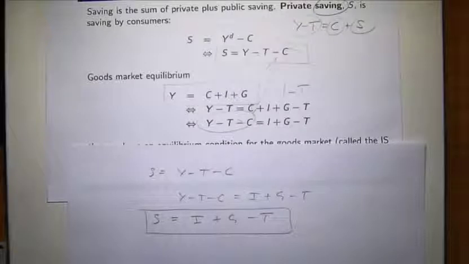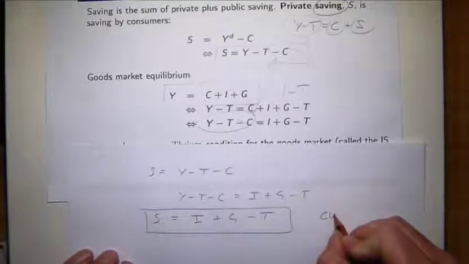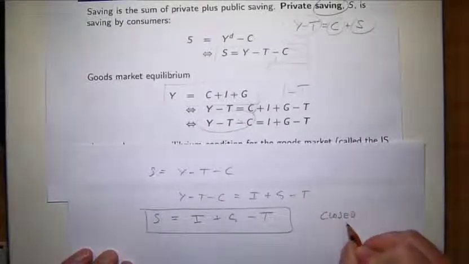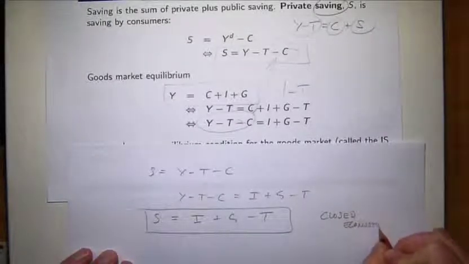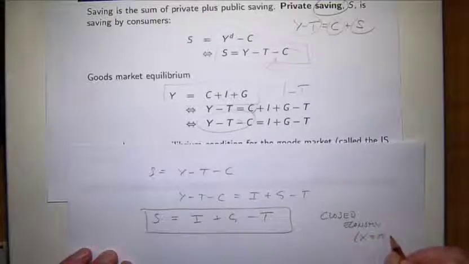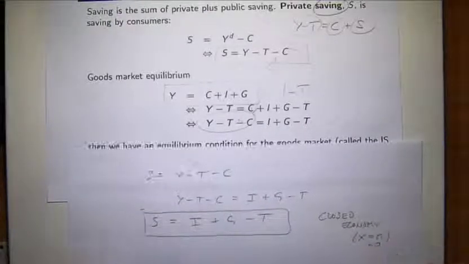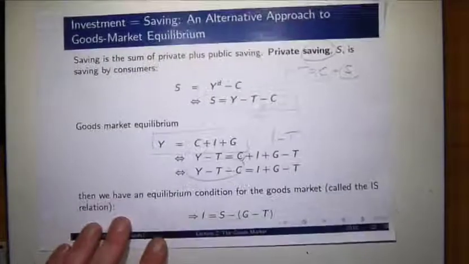Okay, so private savings in an economy have to be equal. They always have to be equal. That's simply an accounting identity. Always have to be equal to investment plus government spending minus taxes. Okay. Remember, this is a closed economy. Okay, so exports equal imports equals 0. Okay, this always has to hold, and that's what we have here.